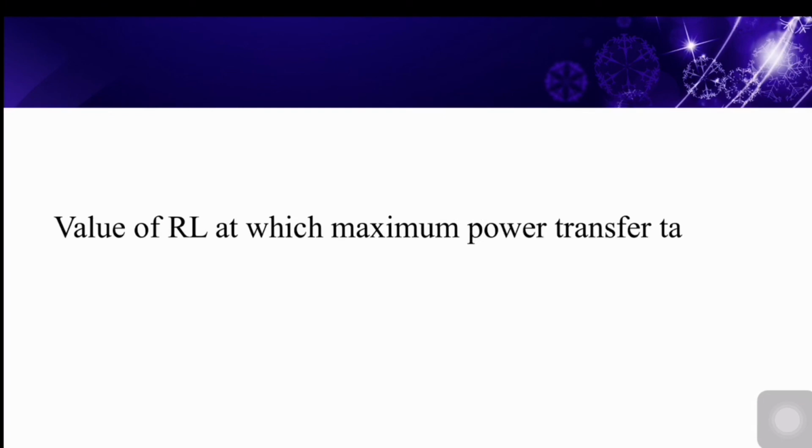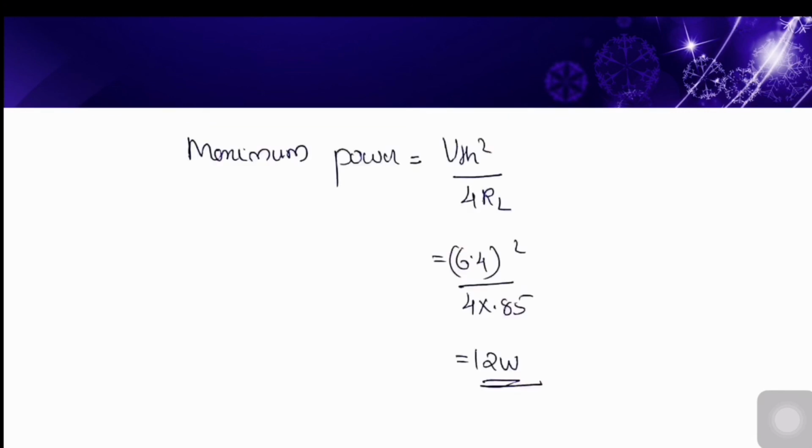Based on the maximum power transfer theorem, we can say that the value of RL at which maximum power transfer takes place is equal to RTH, that is 0.85 ohm, and that maximum power is equal to VTH square by 4RL. By substituting the values of VTH and RL, we get it as 12 volts. Got it?